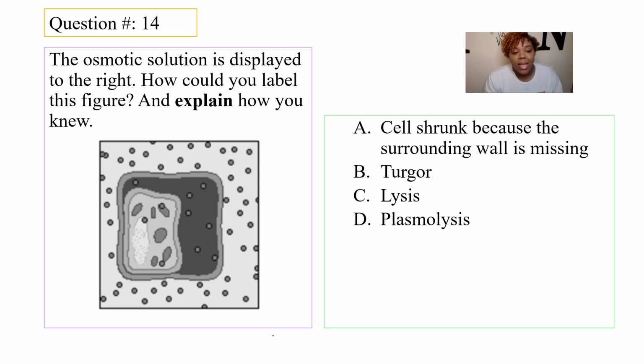Next question. The osmotic solution is displayed to the right, the bottom. How could you label this figure and explain how you knew? All right, the answer is D, plasmolysis, and you know because I told you, but also because we see the cell inside is wilting or shrinking, so it's plasmolysis, and it's a plant cell because it's square.